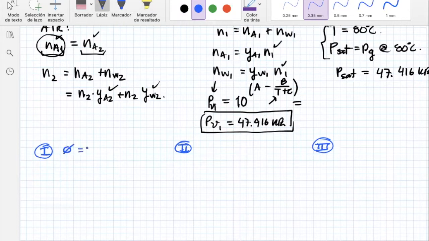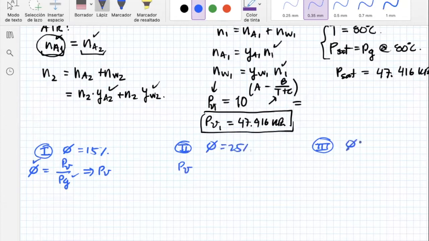So phi for this one is 15%, okay? So remember the definition of phi, which is PV divided by PG. So I already have this PG, I already have this guy. Therefore, I can get this PV with no problem. And I'm also gonna get it when this phi, instead of 15%, is 25%. And the same thing when this relative humidity is 50%. Okay, so maybe you will start to notice that PV will increase because Psat is the same for all of these cases. So this saturation pressure is going to be the same for case one, case two, and case three, but the vapor pressure is not going to be the same one.